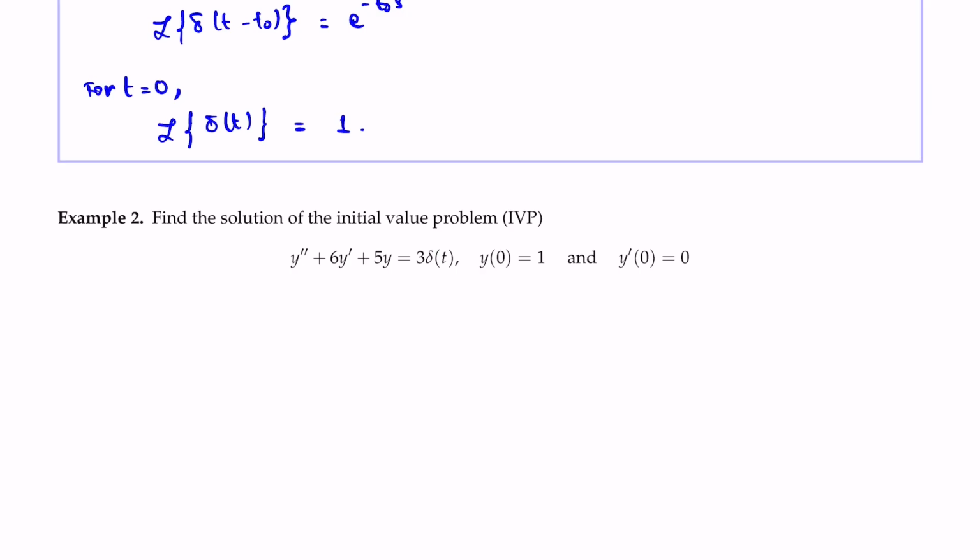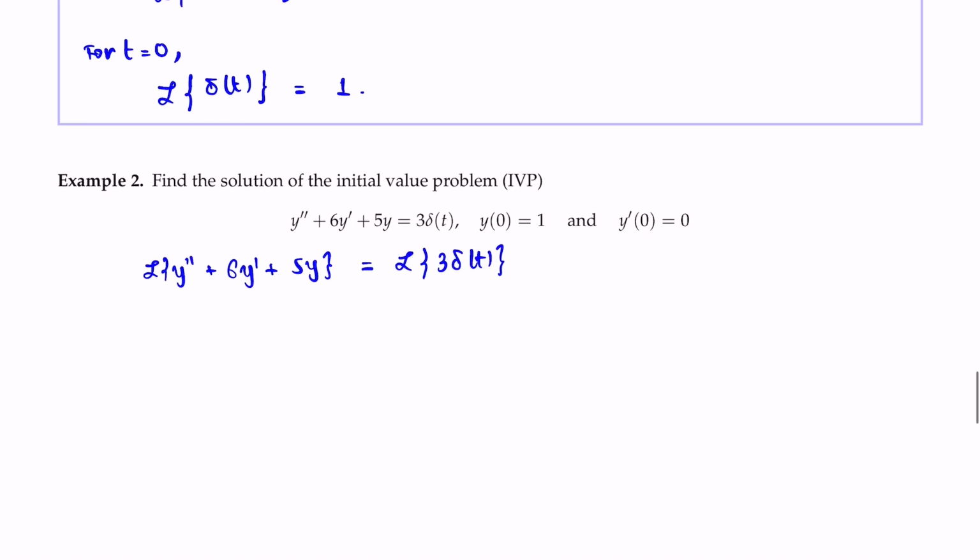Okay, so to find the solution of this initial value problem with this differential equation, you take the Laplace transform on both sides of the equation. The good thing about the Laplace transform is that you can clearly see you cannot use undetermined coefficients. You cannot use variation of parameters. The only method that can handle this type of forcing term is the Laplace transform. So take the Laplace transform on both sides, equal to the Laplace transform of 3 times delta t.